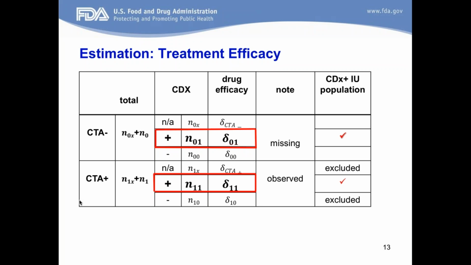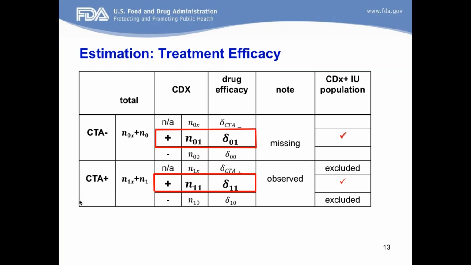Now, another layer of complexity is that some patients, even though they are enrolled in the clinical trial, are not retested by CDX, so we do not know their status. Those patients also cannot be used in estimating CDX drug efficacy. So those also are excluded. That's another inefficiency in terms of the bridging study.